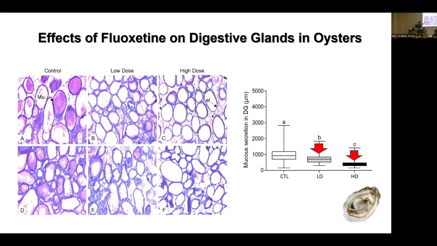In control, as you can see, these substances are the mucus, and you can see a very uniform and very natural amount of mucus. But in low dose and high dose, the amount of mucus is decreasing significantly because of the effect of fluoxetine. That is representing that fluoxetine is decreasing the amount of mucus in the oyster's digestive gland. And the whisker plot is representing the statistical analysis of the result in low dose and high dose compared to the control.